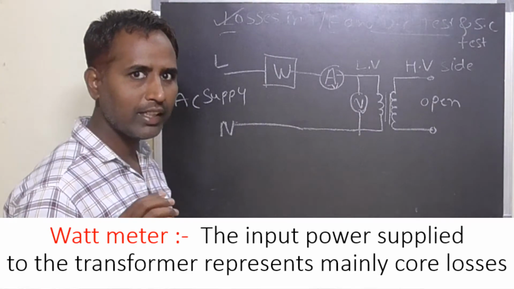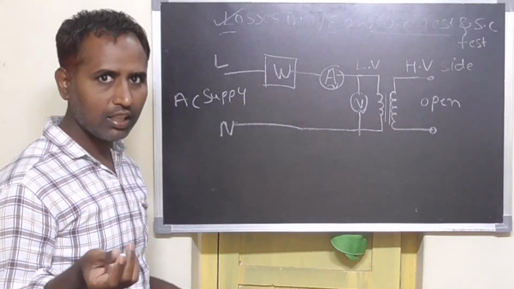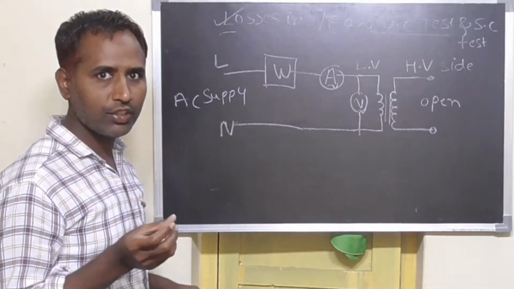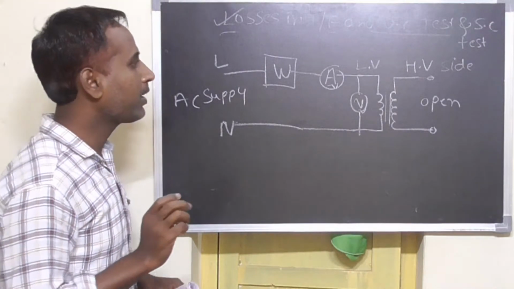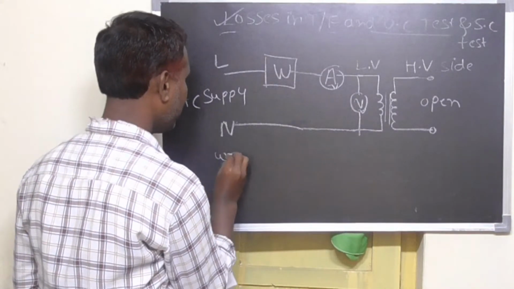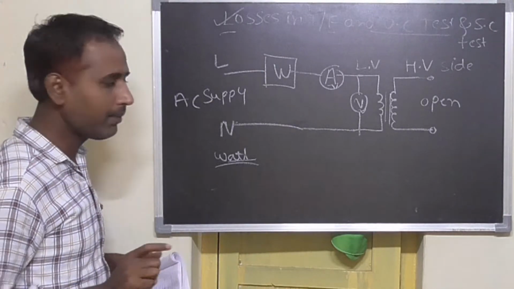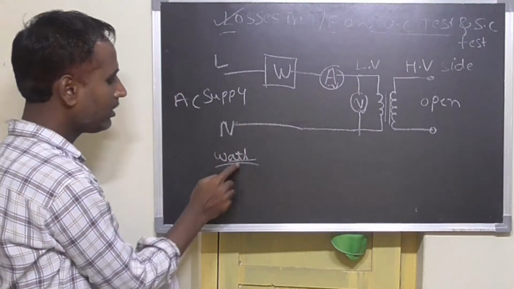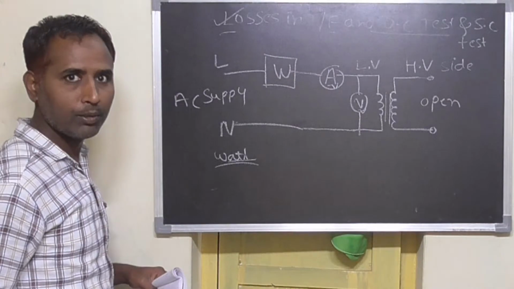I will give you one more point here. What is the unit of iron losses, or in which unit is iron loss measured? Is it current or voltage or ampere or resistance? This type of question will come. The answer is watt. Iron losses are measured in watt. This is a very important point because we are using the wattmeter, and the unit of wattmeter is watt.